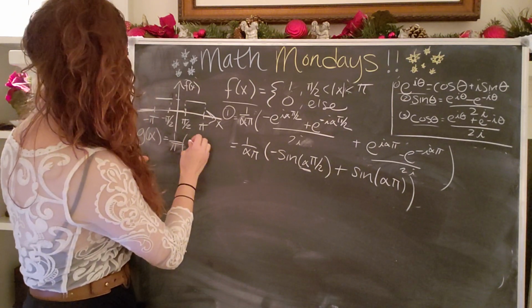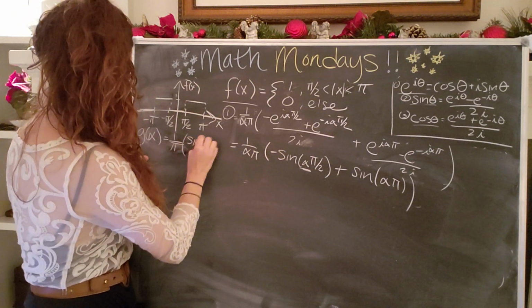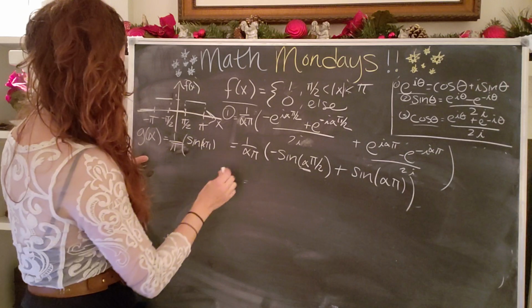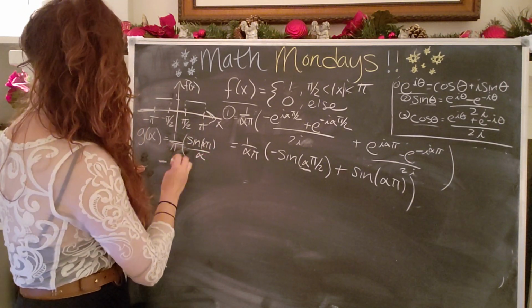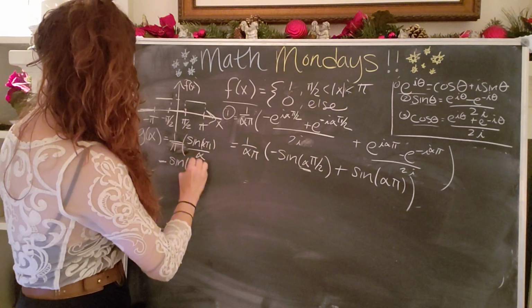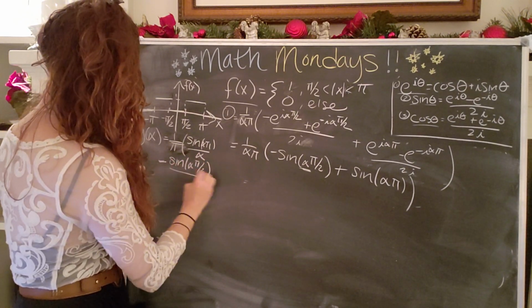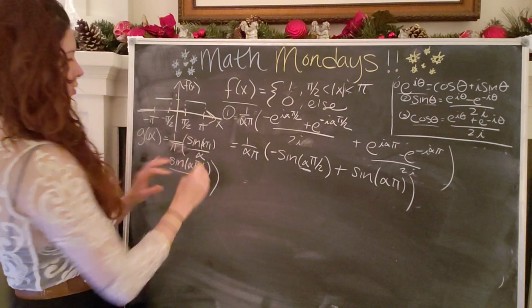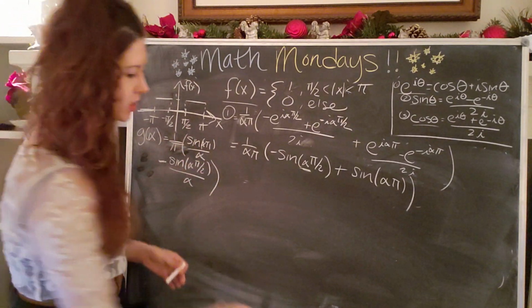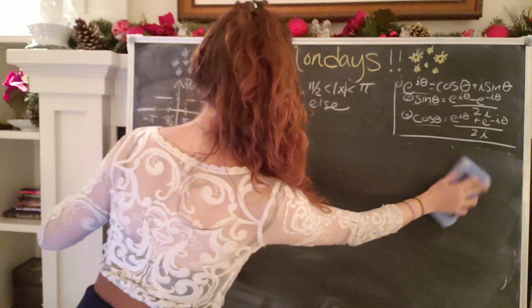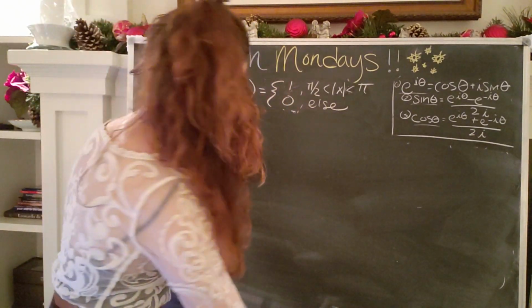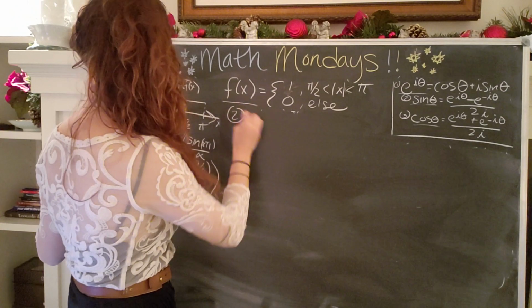And then we have sine alpha pi over alpha minus sine alpha pi over 2 also over alpha. And that, within parentheses, is our equation for g of alpha. Yay! So I'm going to erase this, and now we get to find f of x. Cool. So this is number 2.